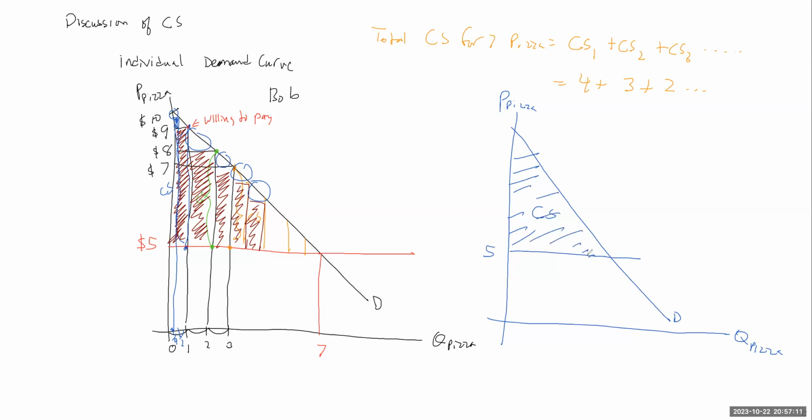And then consumer surplus is the area of the shaded region, which is 1/2 base times height. Base is between 0 and say 7, so it's 7, and height is 10 minus 5, or 5. That would be consumer surplus. We're going to use the same type of logic to discuss consumer surplus for the market demand curve. Let's talk about that next.